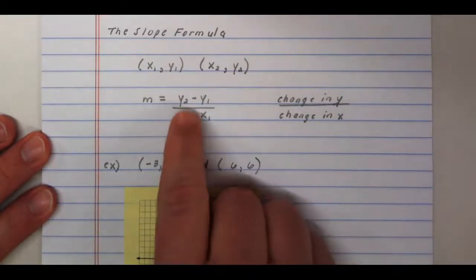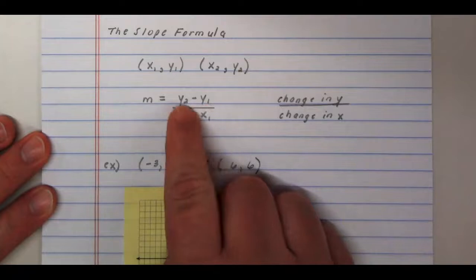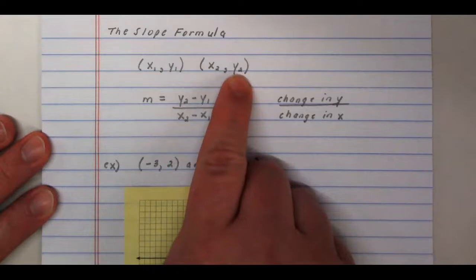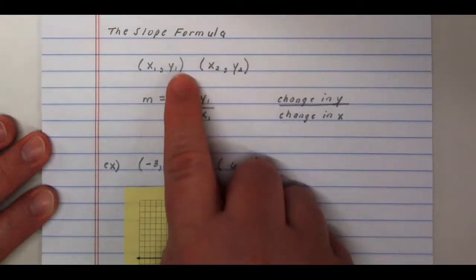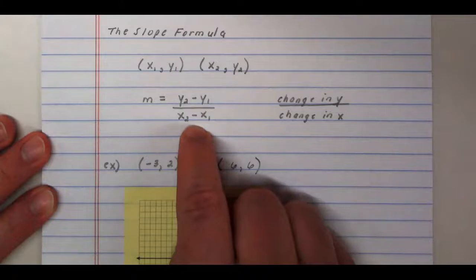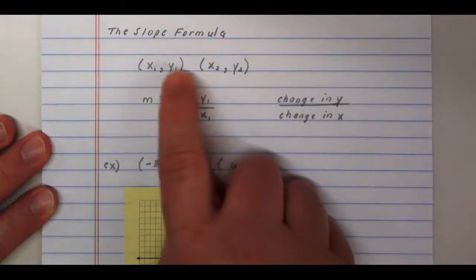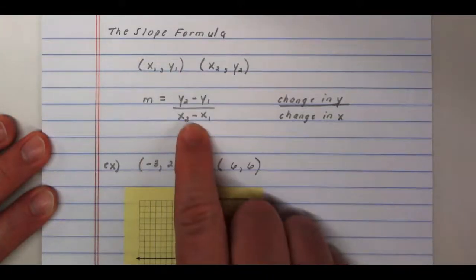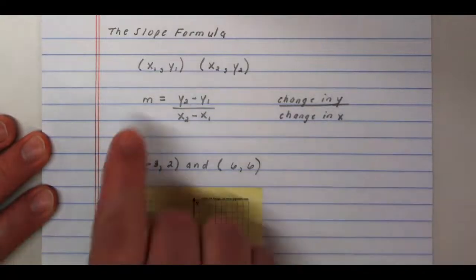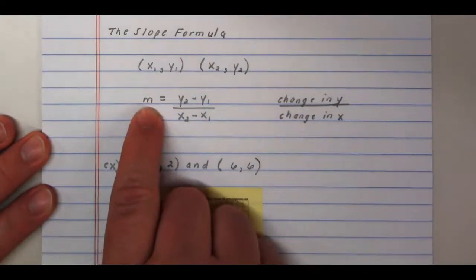And the formula itself is we take the y values from the 2 points. We take the second y value minus the first y value, so this coordinate minus this coordinate here. And then we divide that by the difference in the x coordinates. So we take x2 and we subtract x1. That goes in the denominator. Oftentimes you might hear slope referred to as change in y over change in x. Slope is also referred to by the letter m.